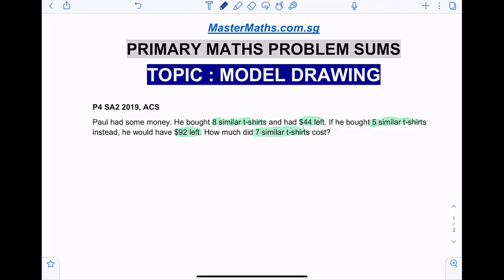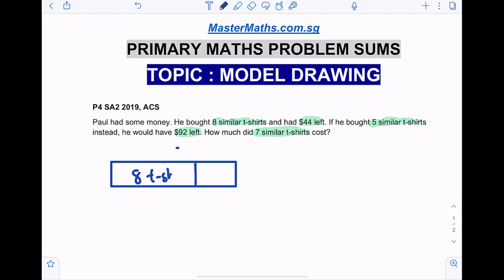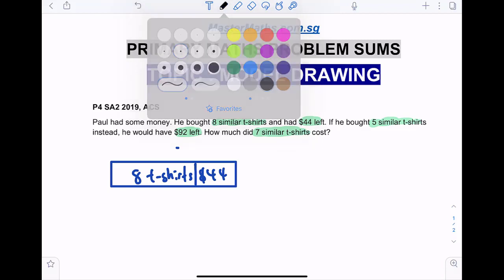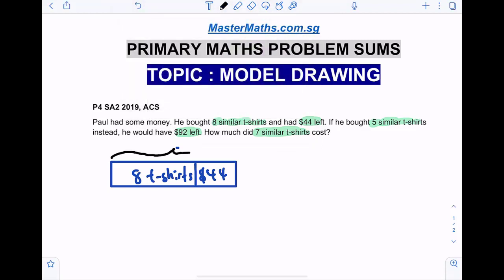Now to do this, we can draw a model. Okay, for his amount of money. Let's say this is his original amount of money, and he bought 8 t-shirts. He would have $44 left. Okay, so this model is again the money he had.